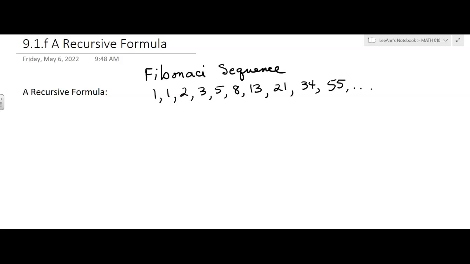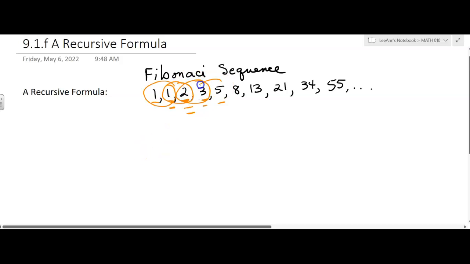Okay, so if you stopped the video, now you're back. This is how you find the next number. Notice that you have 1 and 1, and that's 2. And then 1 and 2 make 3. And then 2 and 3 make 5. So what we're doing is taking the previous 2 terms and adding them together to get the next term. So 3 and 5 make 8. If I were to go down here, the next term is going to be 89, right? Because 34 plus 55 is 89.